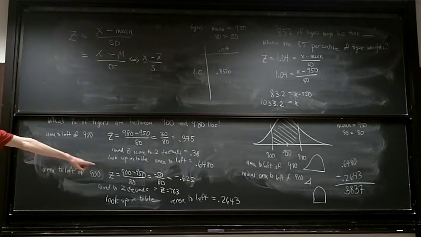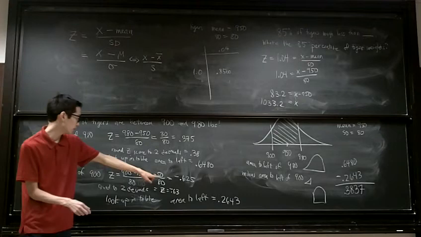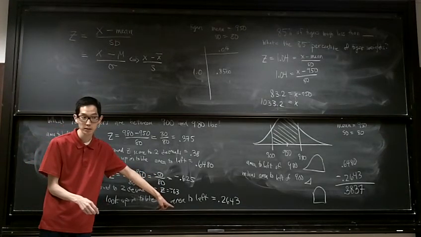The area to the left is equal to 0.2643. The area is never going to be negative. The z-score is negative, but the area is never negative.